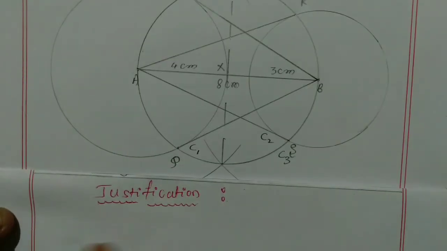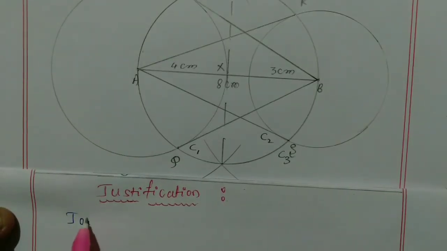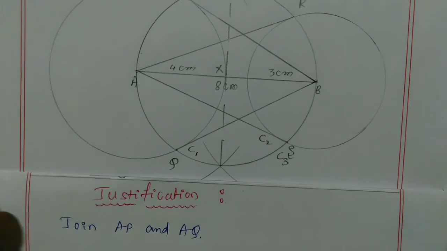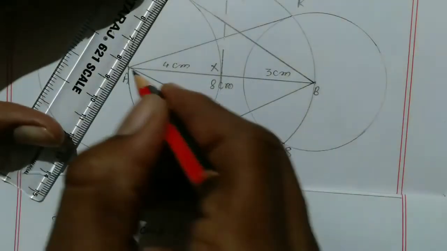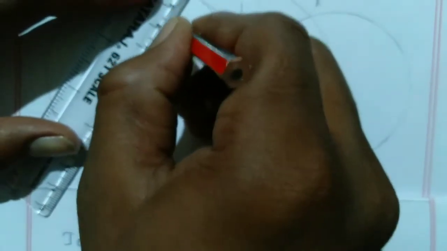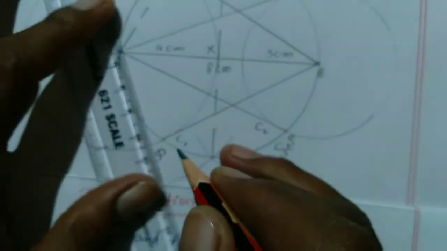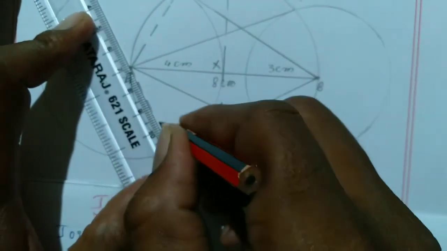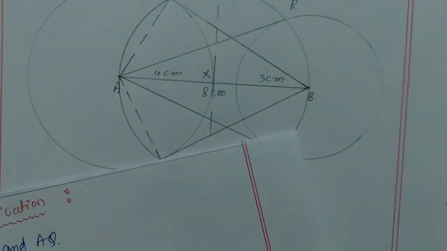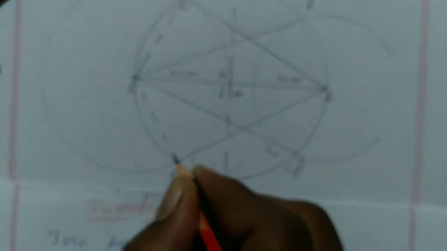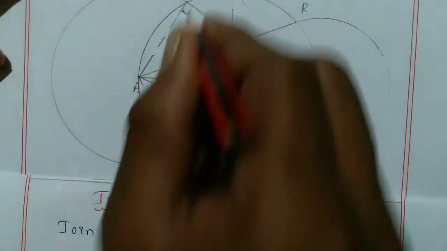So in justification, first you can join AP and AQ. So I will join here AP and AQ. This is AP and this is AQ. Okay. This is 90 degree. This is also 90 degree. Why is this 90 degree?